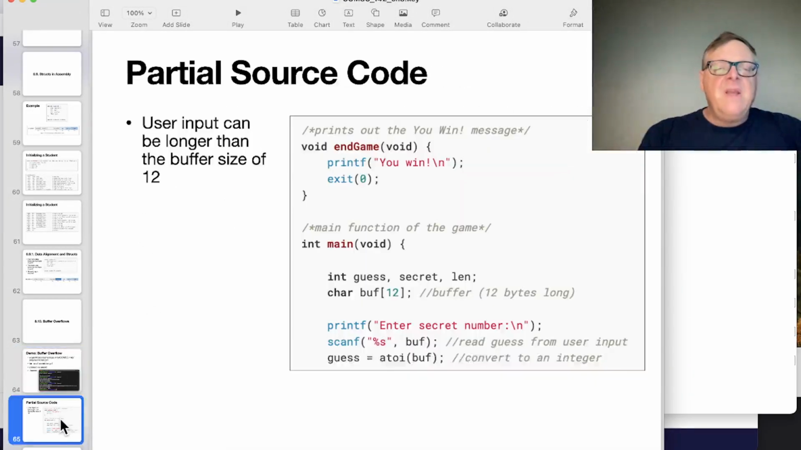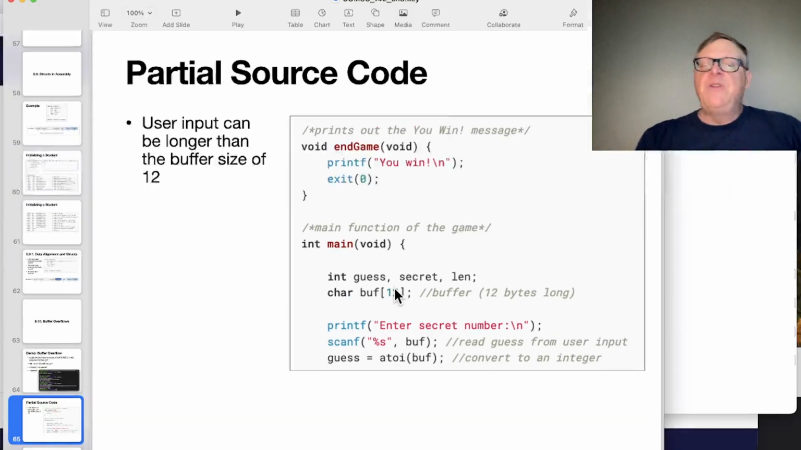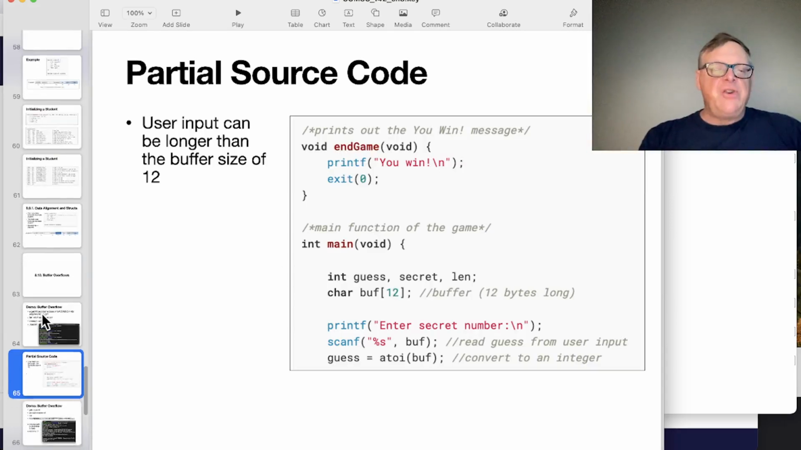You can see the source code here: end game, you win, void error. The buffer is only 12 bytes long, and here it is reading into the buffer. It only reserved enough room for 12, so when I exceed 12, it starts intruding on memory that was not reserved for this purpose, and eventually I hit something important like a return pointer that will cause it to crash.